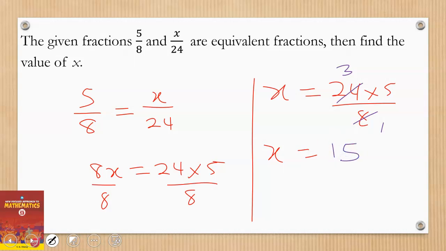So what it means is that if x is 15, then we can say 5 on 8 is equivalent to 15 on 24. And that is true because if I multiply 5 by 3, I get 15, and 8 by 3 also gives me 24, right?